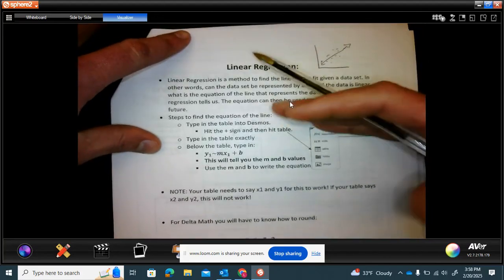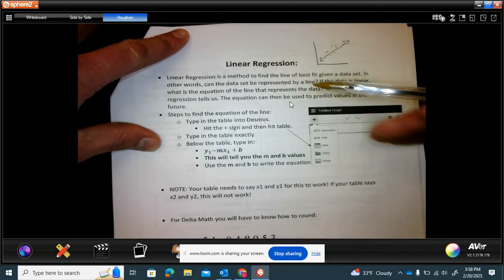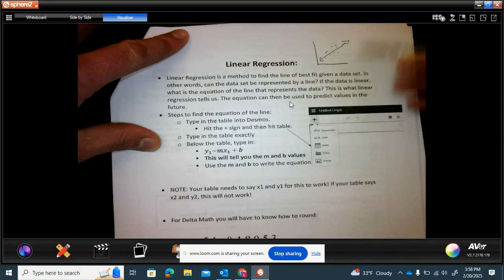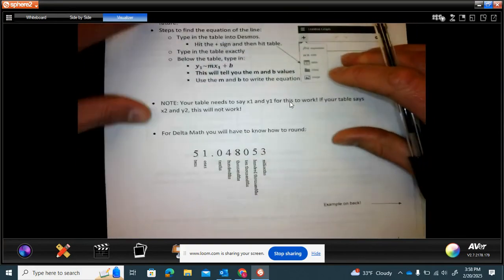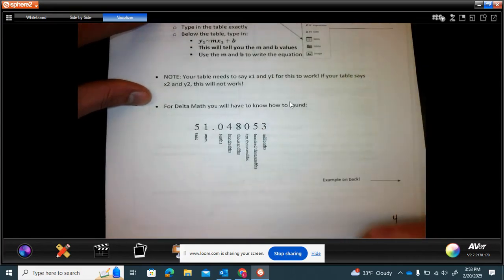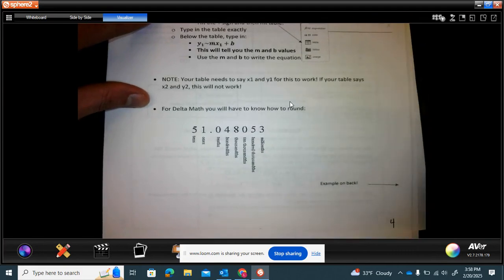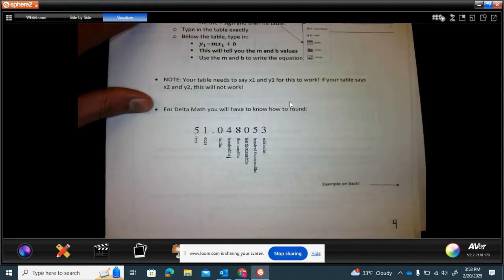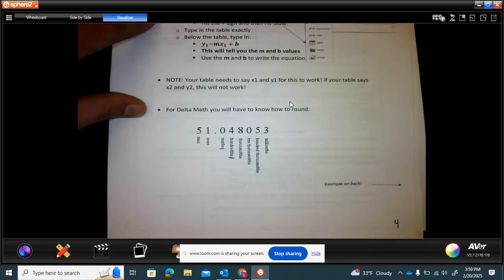So here are the steps on page 4 of how to find the actual line of best fit using Desmos. And I'm going to go over all that in a second. But here's what you definitely need to know for Delta Math. If you don't know how to round, that's why I included it in the packet. Because Delta Math is going to be specific, and it's going to say something like round your coefficients to the nearest hundredth, which would be the second decimal place. Or it might say round your answer to the nearest tenth, which would be the first decimal place.